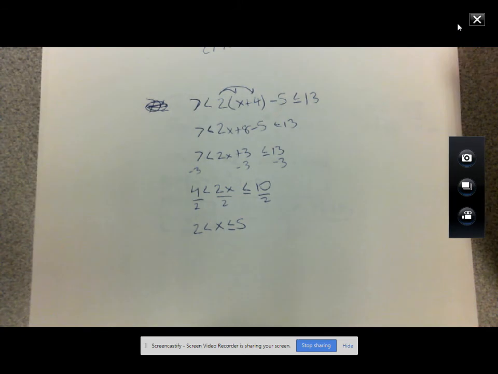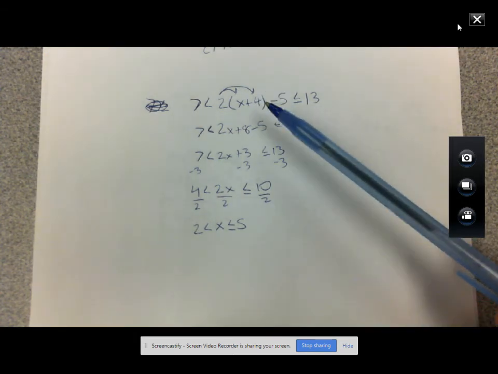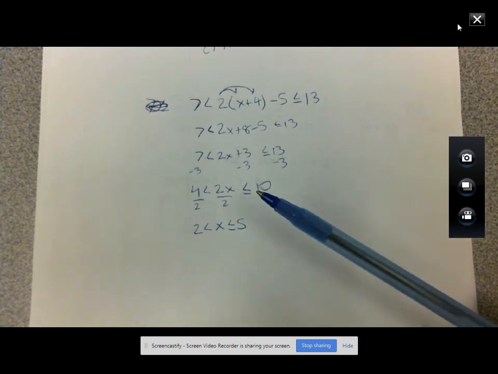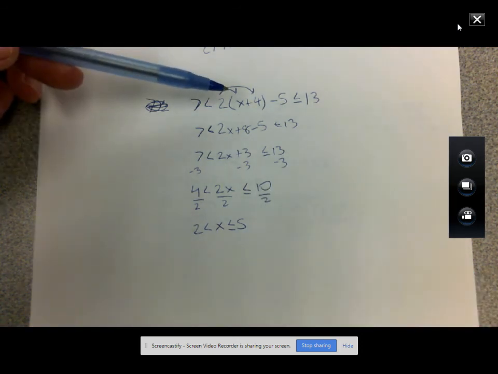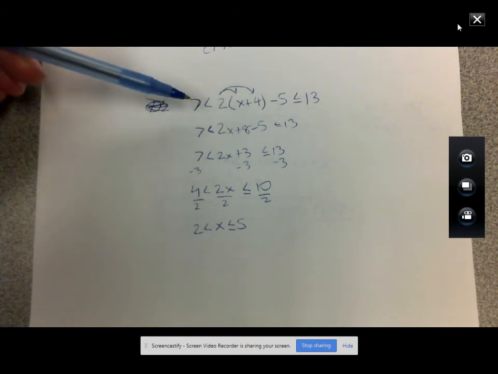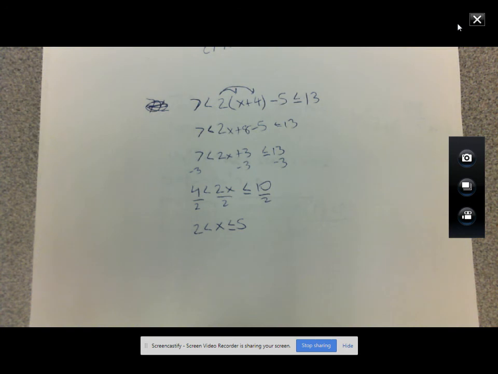My compound inequality then, for my original inequality, solving for x: any number that's greater than 2 that's also less than or equal to 5 will meet this piece here. So if you pick a number, 3, 4, 3.2, and you plug it into this original inequality, you will get a solution that's between 7 and 13. So that's how you solve a compound inequality. You solve it the same way as you would any other inequality. You just do it twice, basically, one to the left, one to the right.